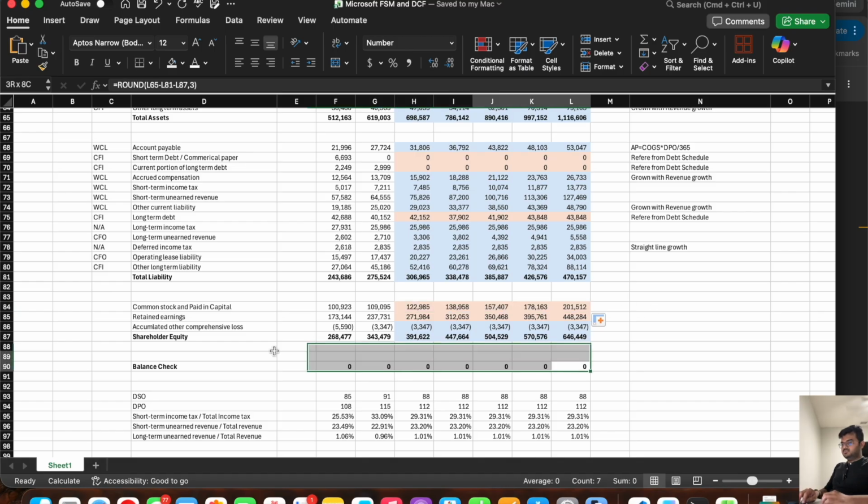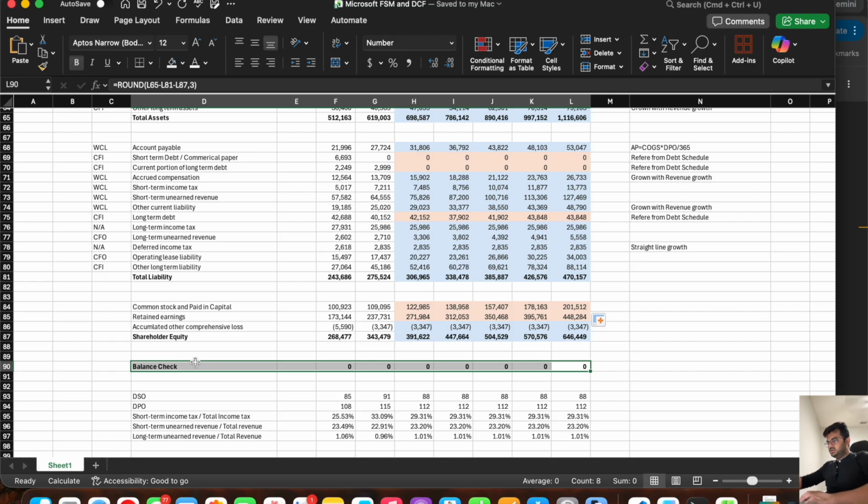Perfect. So now you could see the model is fully balanced. So we completed our Microsoft three-statement financial model, which is fully integrated. If you make one change anywhere here, everything will be reflecting accordingly. So this concludes this part of video. In the next part of video, I will take one extra mile to go and figure out the sensitivity analysis.